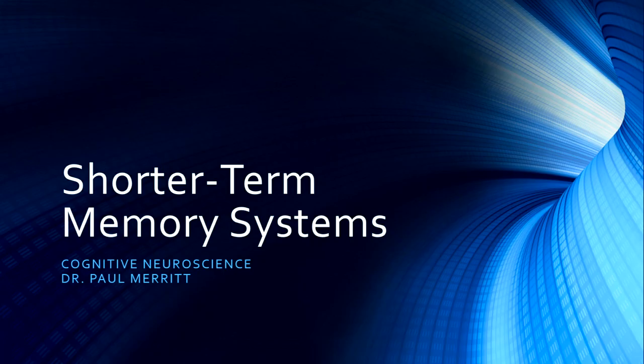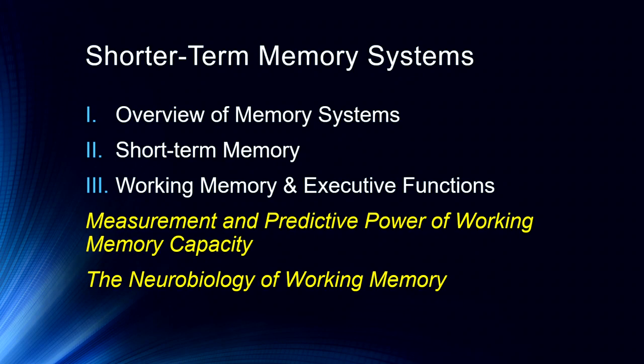Hello, and welcome to our next lecture as we continue talking about the cognitive neuroscience of memory. In the previous lectures, I've introduced a little history, talked about some of the neurobiology underlying memory, and then talked about memory disorders. In this lecture, I'm going to introduce some shorter-term memory systems and then direct you to a couple of existing lectures on predictive power of working memory capacity and the neurobiology of working memory, which will kind of finish up this area on shorter-term memory systems.